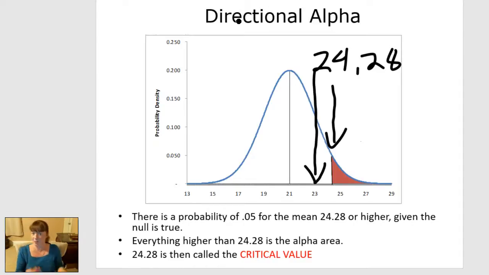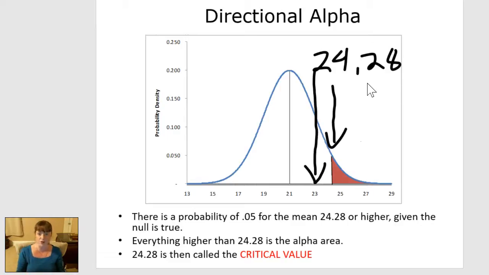And because that doesn't fall into my area of rejection, I say to myself, well, getting a sample average like 23 looks pretty probable. It's pretty close to 21, right? So I'm going to fail to reject the null hypothesis because 23 is not in the area of rejection. See how this value is not in the red area, and 23 is not bigger than this critical value here.